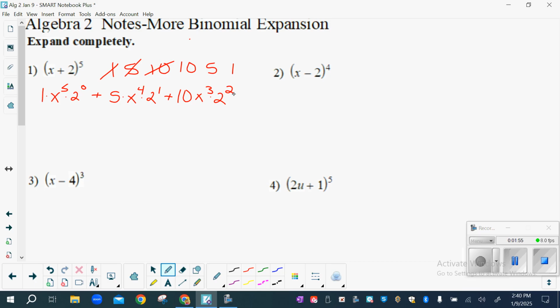5 plus 0 adds up to 5. 4 plus 1, 3 plus 2. So it should add up to that. It should always do that. So you've done something wrong if it doesn't add up to that.